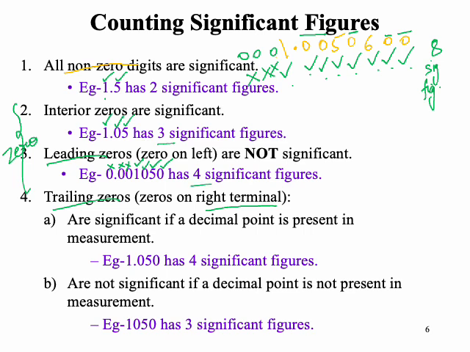Let's try this number. Yes, yes. 0, yes, because it's interior. On the right side with a decimal, yes. So 4. If you look at this bottom number, 1, yes. 5, yes. 0 in the middle, yes. 0 on the right side, no. Why? Because there is no decimal present. So this has 3 significant figures.